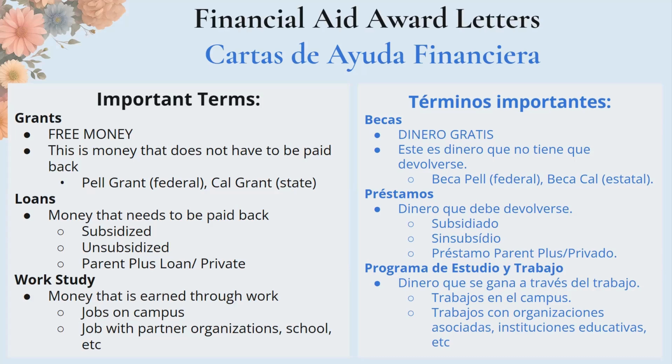Loans do need to be paid back if the student accepts a loan award. There are three types of loans that the financial aid applications can offer, including FAFSA and the California Dream Act. This includes the subsidized loan, unsubsidized loan, and the Parent Plus loan. Additionally, a parent or a student can take out a private loan with their credit union or bank. And lastly, work study. Work study is money that is earned through work. So this could be jobs on campus. Sometimes it can be jobs outside of campus with partner organizations or other schools, etc.